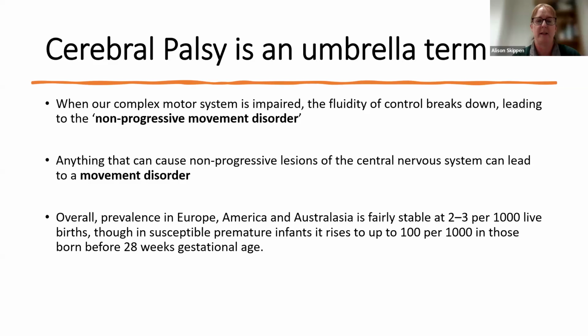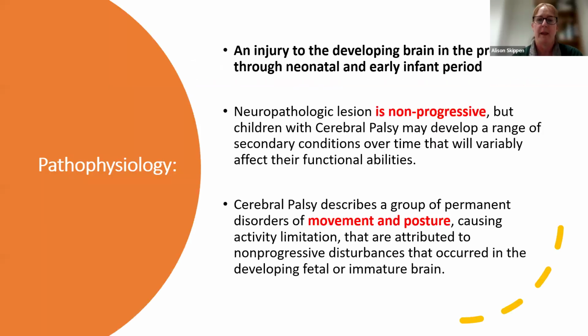And then overall prevalence in Europe, America, Australasia is fairly stable, like I said, at 2 to 3 per 1,000 live births. And this susceptibility for premature infants also increases the risk. And that increases to 100 per 1,000 live births if you were born before 28 weeks gestation. So it just shows that that risk really does ramp up if you're born premature.